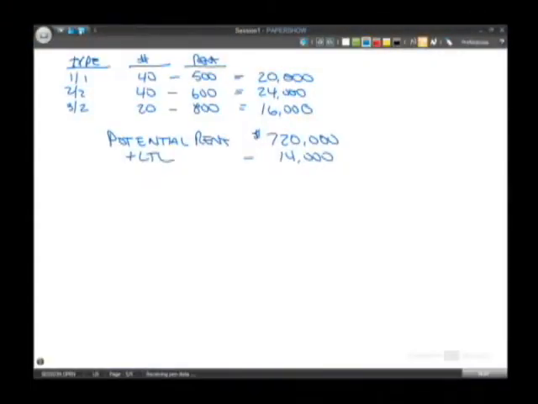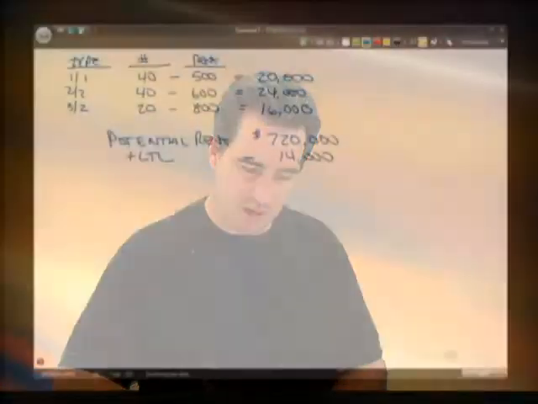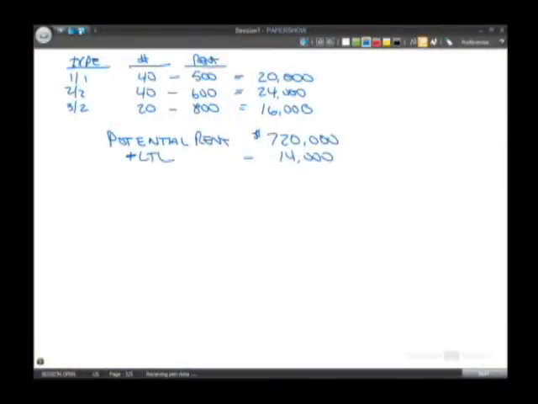Now, each unit is not going to be occupied all year long. We're going to have turnover. There's going to be vacancy. So, let me correct this. That is minus loss to lease, minus vacancy, because there's going to be units that are vacant. Let's just assume $70,000 in vacancy loss.